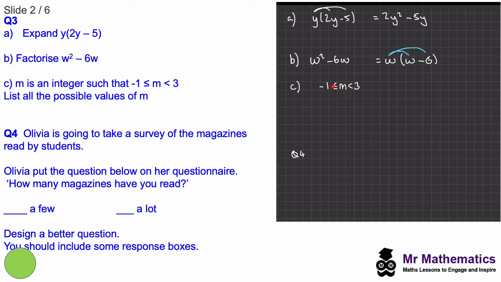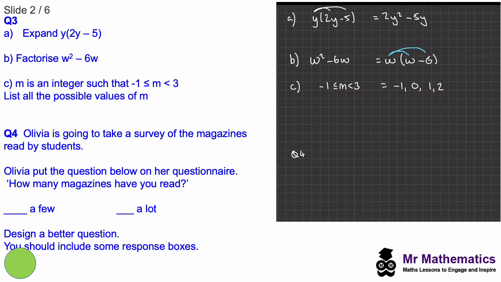For question C, we want the integer values which satisfy this inequality. This symbol here tells us it can be equal to negative 1. So we'll have negative 1, 0, 1, 2. And because we have no line here, it cannot be equal to 3. So these are all the integer solutions for this inequality.